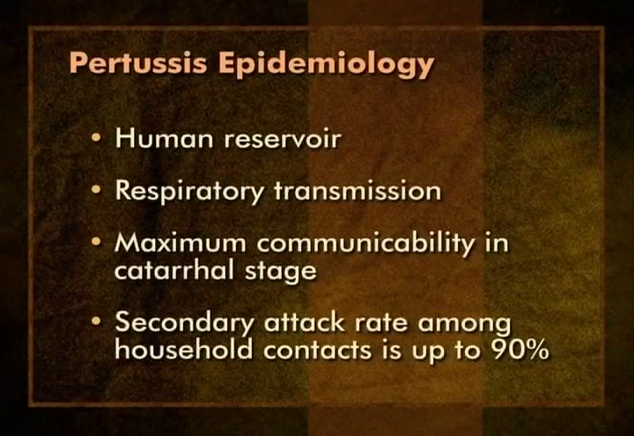The epidemiology of pertussis is complicated because of its high infectivity and atypical presentation in older children and adults. Humans are the only reservoir for pertussis. Transmission is by direct contact with respiratory droplets from an infected person. Maximum communicability occurs in the catarrhal stage, when it seems like just a cold, before the characteristic cough develops. People may transmit the disease in the paroxysmal stage as well. Pertussis is very contagious. The secondary attack rate among household contacts is up to 90%, which means that a person with pertussis will infect almost every susceptible person in the house.